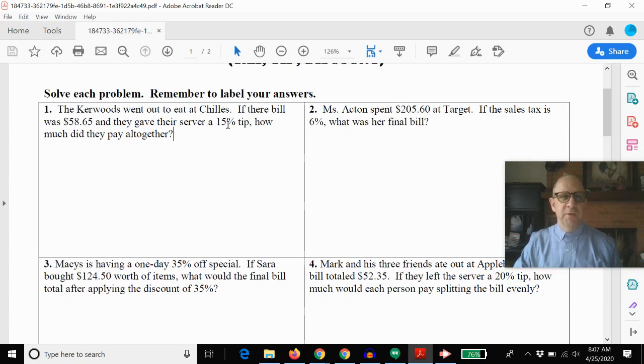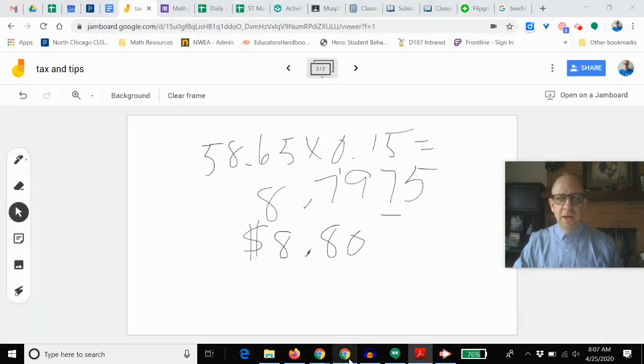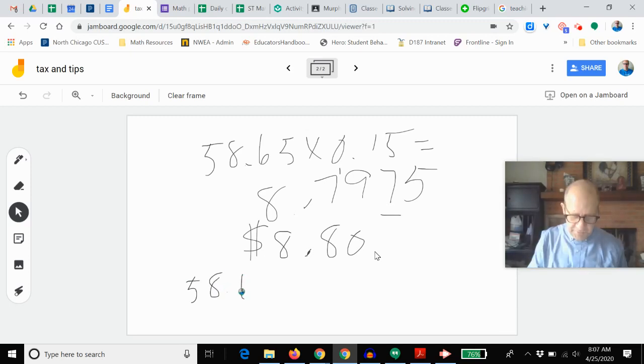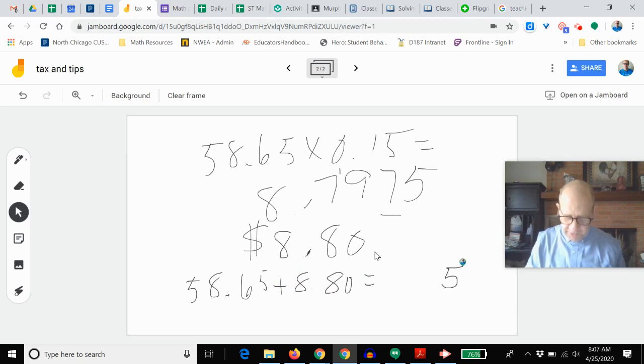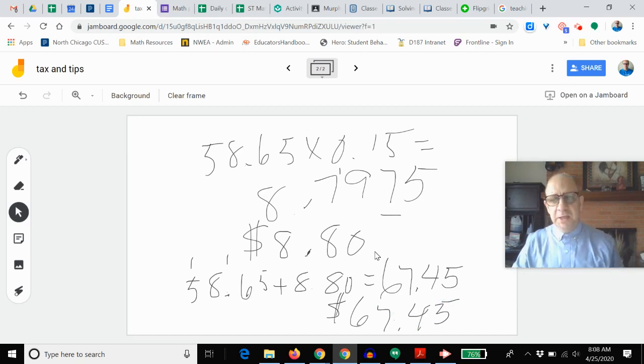So the original problem: if they went to Chili's and they bought dinner for $58.65 and they gave the server a 15% tip, how much did they pay altogether? That would be $58.65 plus $8.80, which is 6 and 8 is 14. 8 and 1 is 9, plus 8 is 17. 5 plus 1 is 6. So they would pay $67.45 altogether.